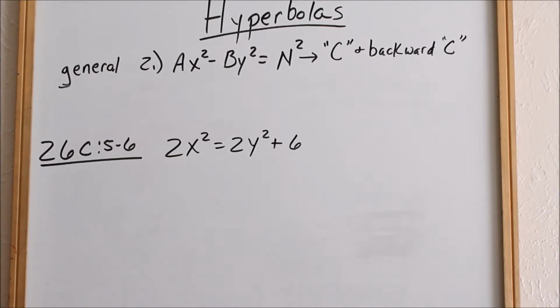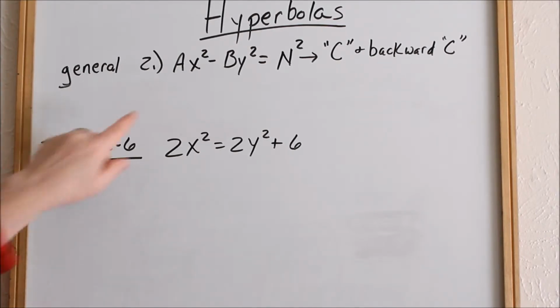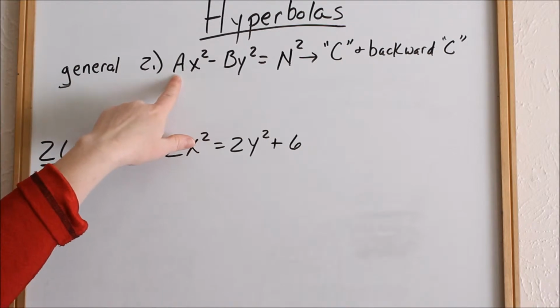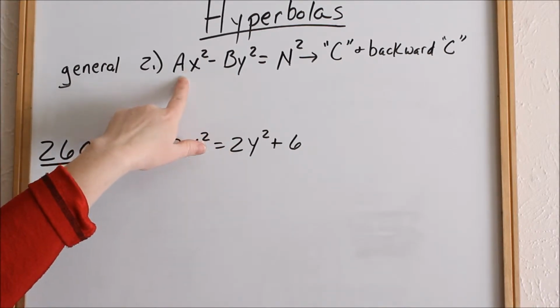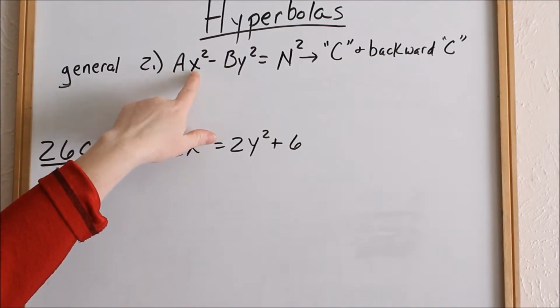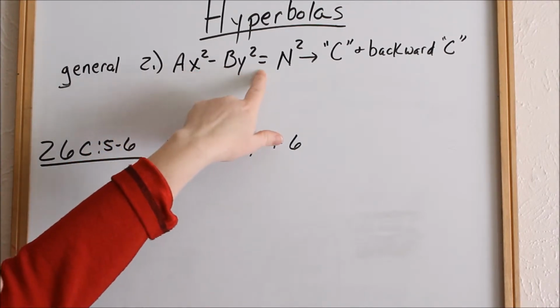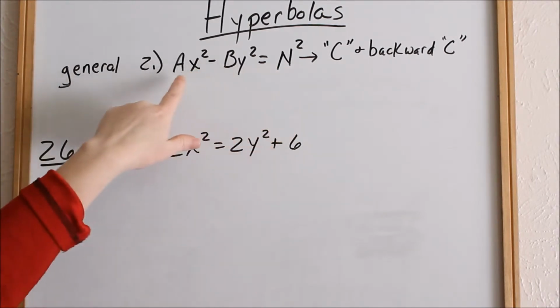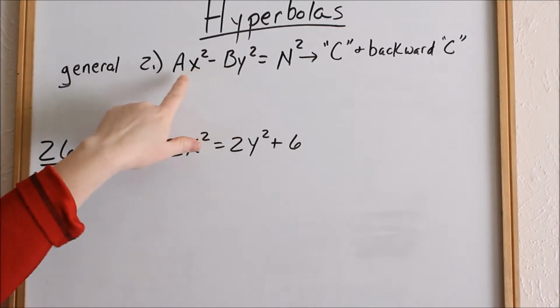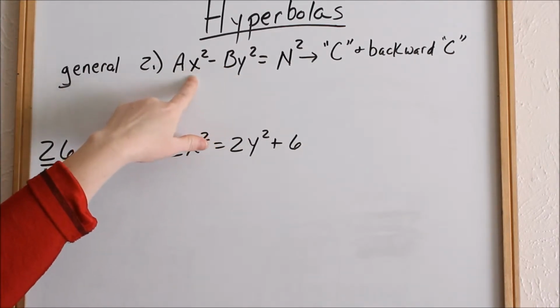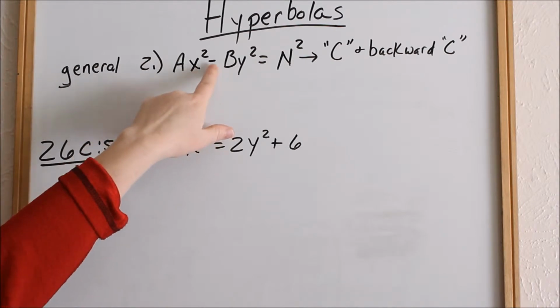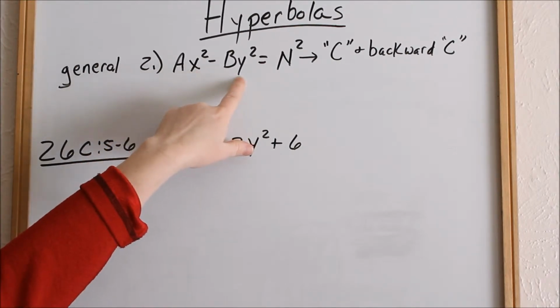Okay, hyperbola equations can also take another form. They can take the form of this. Remember, a and b are coefficients, so hyperbolas can take the form of x squared minus y squared equals some number. These are just coefficients in front of your x squared and y squared terms. Remember, circles and ellipses both have an x squared and a y squared term, but a circle and ellipse have a plus sign here. Hyperbolas have a subtraction sign with an x squared and a y squared term.